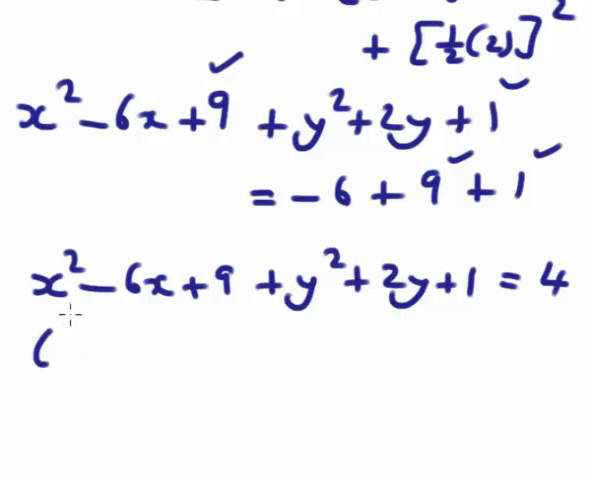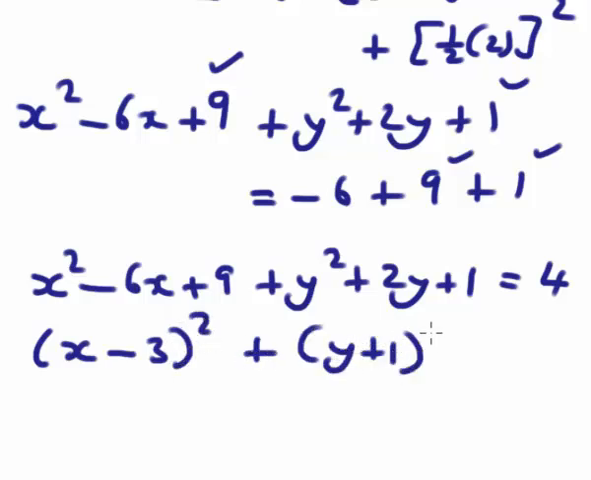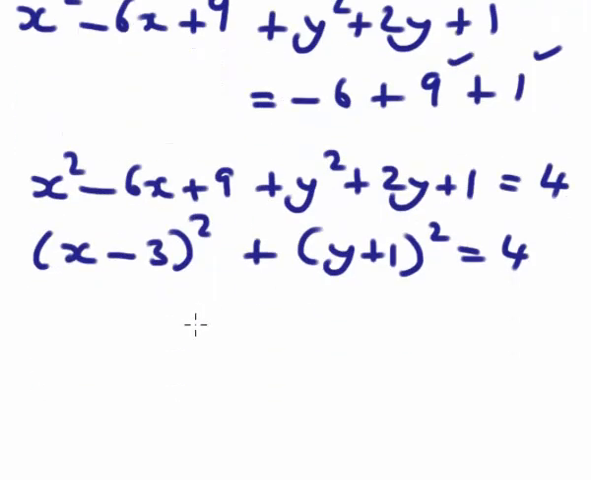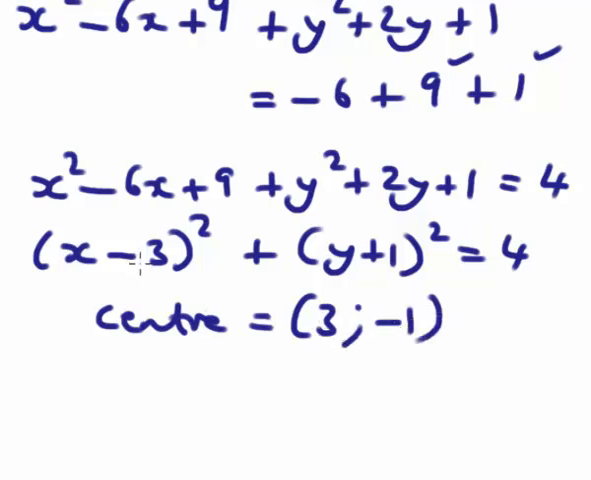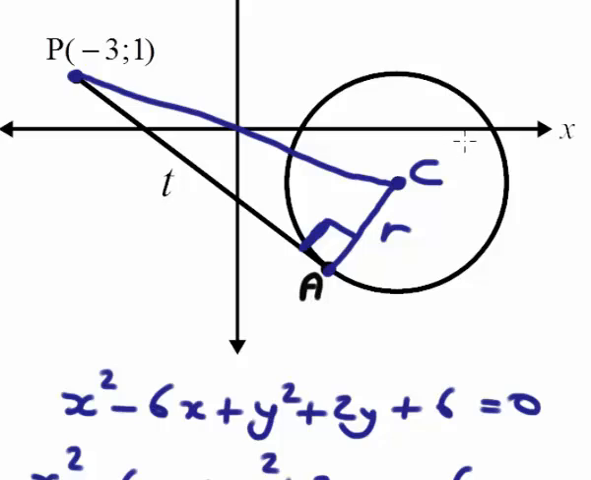And then this x squared minus 6x plus 9 factorizes into (x minus 3) squared, and this gives you (y plus 1) squared is 4. So what is the center here? The center is (3, -1). Remember, minus 3 becomes 3, positive 1 becomes negative 1. And the radius squared is 4, so the radius is 2. So there we go. The center is (3, -1), and the radius of the circle, we can write it in here, is going to be 2.